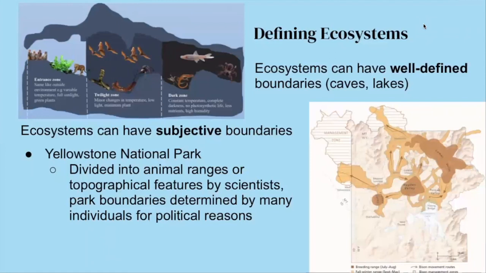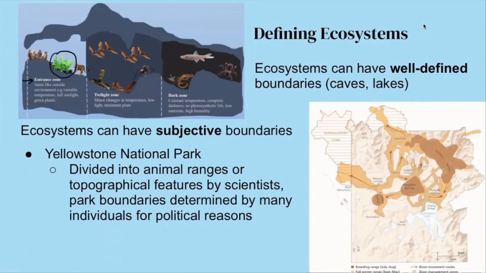So when we're thinking about ecosystems, they can be divided in a few different ways. First off, some ecosystems can have really well-defined boundaries, and these are things like caves and lakes. If we look at this image on the upper left, the very entrance of a cave, that's just called the entrance zone, we get a lot of sunlight that can still enter this cave, so we can support photosynthetic plants.